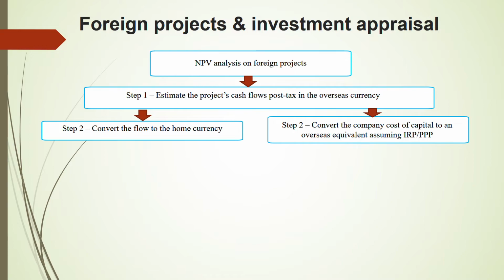For example, if the cost of capital is given as 10%, but that is for your home currency. What about in foreign currency? What is the cost of capital? You have to find it out using the same IRPP or PPP. Then you use that cost of capital and find the net present value in the foreign currency.